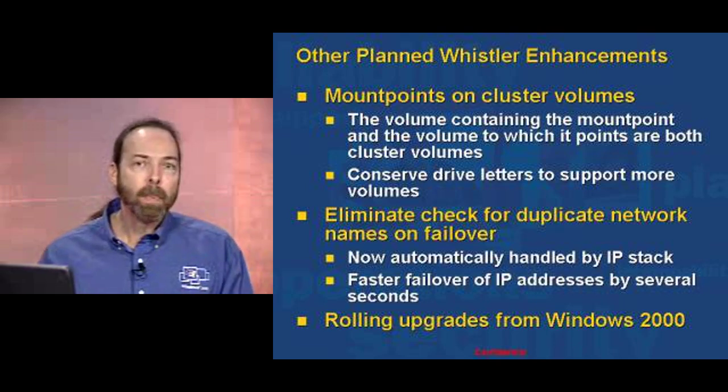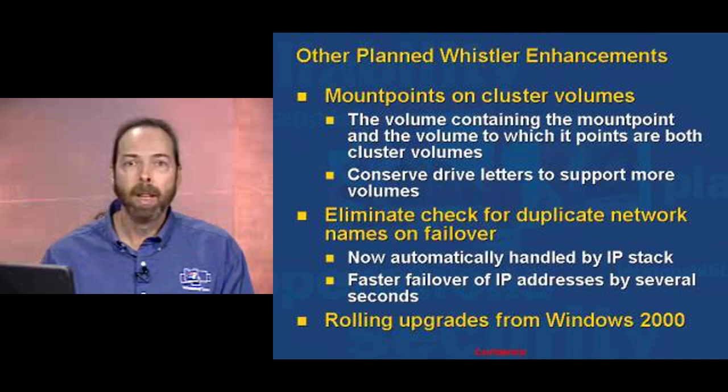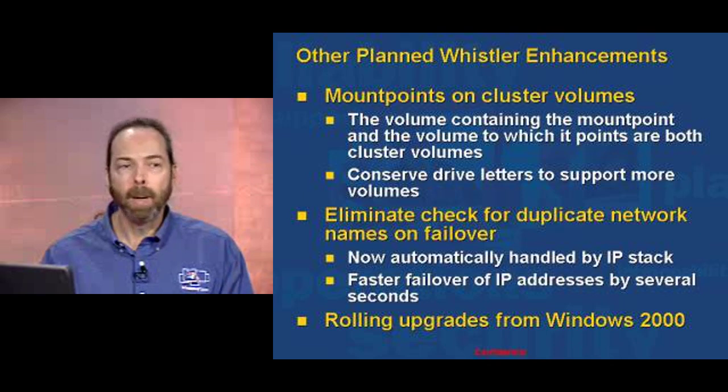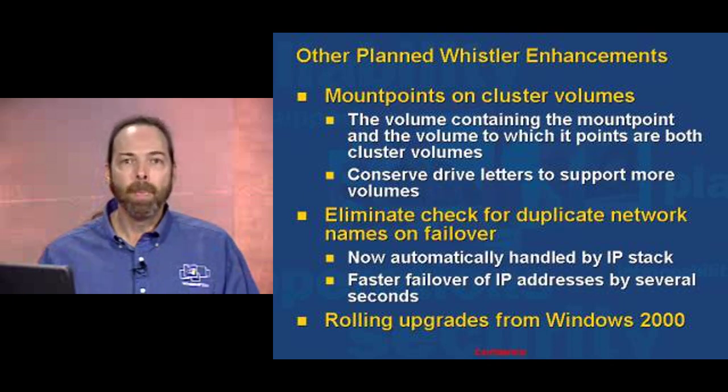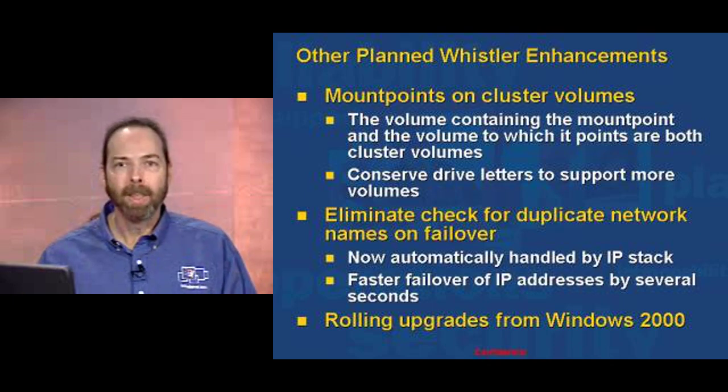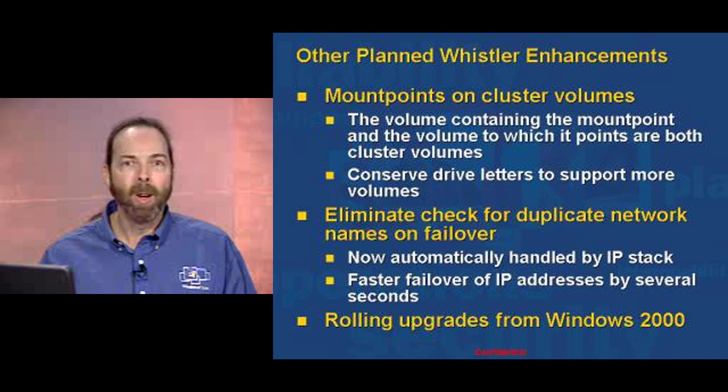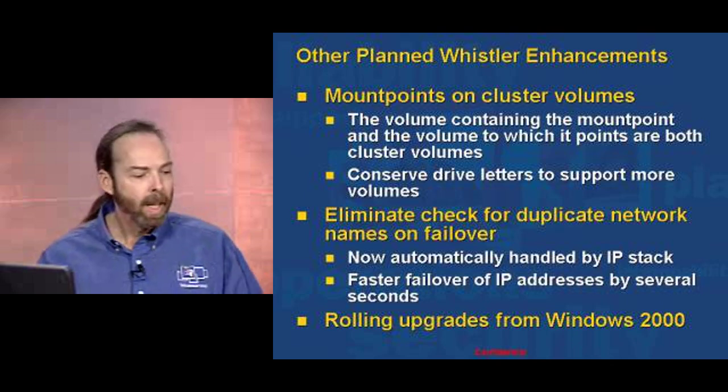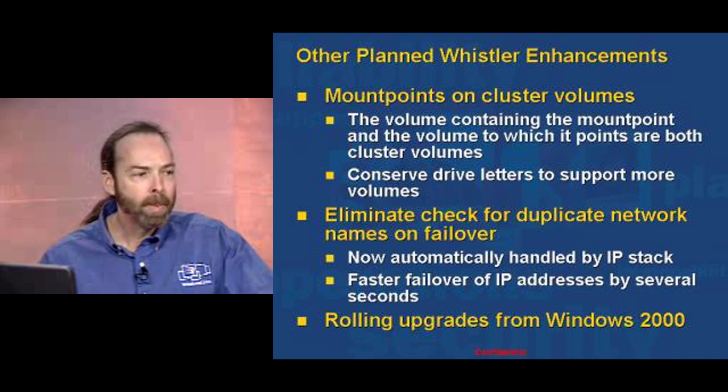Next, we'll be able to speed up the failover of IP addresses and network names. There's a nice feature that went into Windows 2000 we're going to take advantage of to reduce the time. It'll be about 3 or 4 seconds per network name speed up on failover. And finally, of course, rolling upgrades. You will be able to do rolling upgrades from a Windows 2000 Advanced Server Cluster to a Whistler Advanced Server Cluster, so that you can go ahead and start deploying today and know that your applications can stay up with very, very minimal downtime, so we can move them between servers in that pack as you go to Whistler next year.